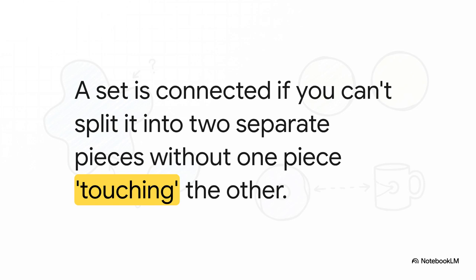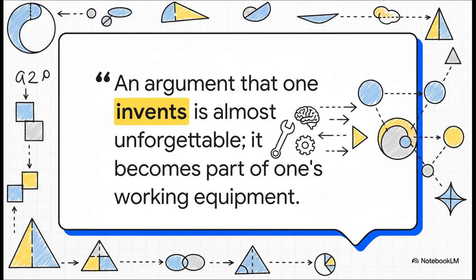A set is connected if you just can't tear it into two pieces, A and B, that are complete strangers to each other. For a set to stay connected, those pieces have to touch, meaning one piece has to contain a boundary point, a limit point of the other. There can't be any gaps. And this quote, wow, it really gets to the heart of Whyburn's whole philosophy. He didn't want his students to just memorize definitions. He wanted them to build their own proofs, to make these tools part of their own working equipment.